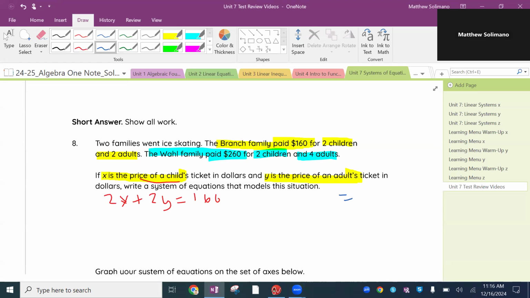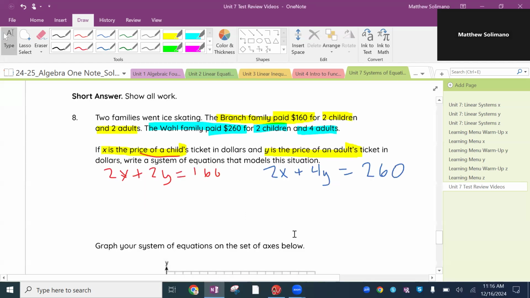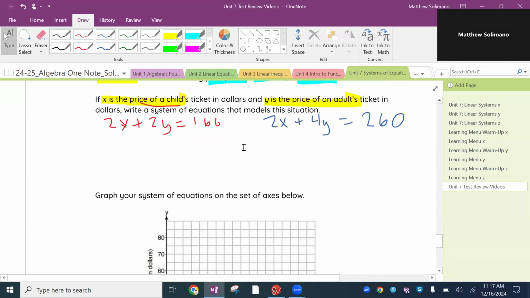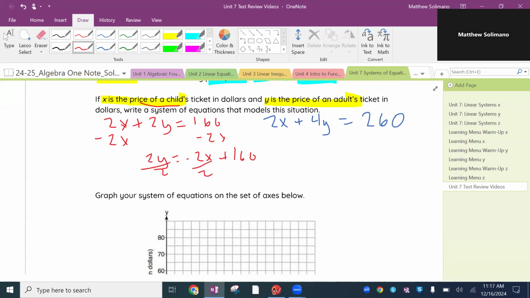So this one's going to be a total of $260 for two children and 4 adults. So graph your system of equations on the set of axes below. Now, before we graph an equation here, we got to get y by itself. So I'm going to subtract 2x from both sides. We'll get 2y equals negative 2x plus 160. Divide all these terms by 2. We get y equals negative 2 divided by 2 is just negative 1x, or negative x, plus 80.